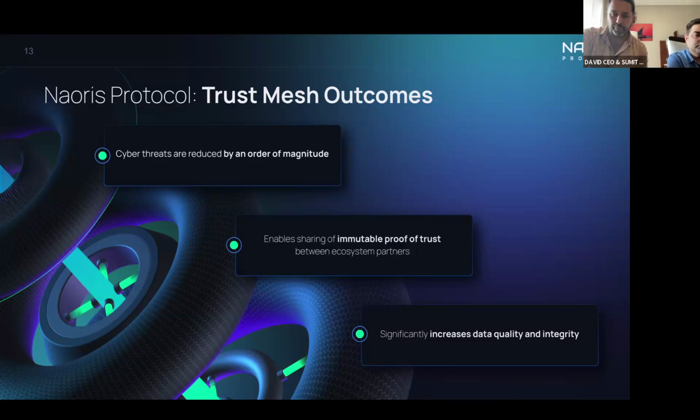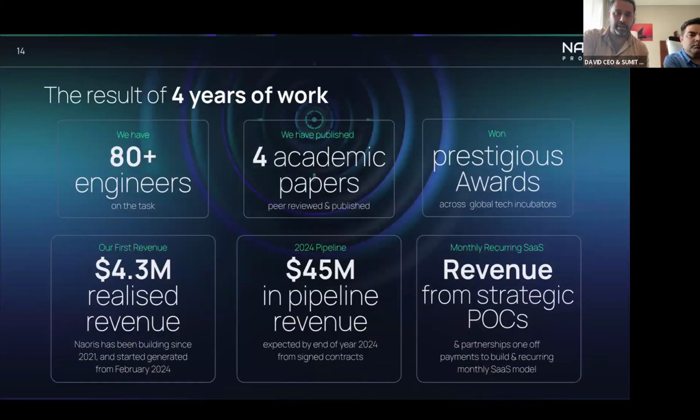Enable sharing of immutable proof of trust between ecosystem partners. So that means between networks, between projects. So when you go into a chain, ideally in the future, you would know that all the nodes in that chain are provably trusted. Otherwise, they cannot participate. This is something that we can do for them and integrate with them, and that applies for really anything else digital. And it increases data quality, integrity, and of course confidentiality because of the post-quantum approach.